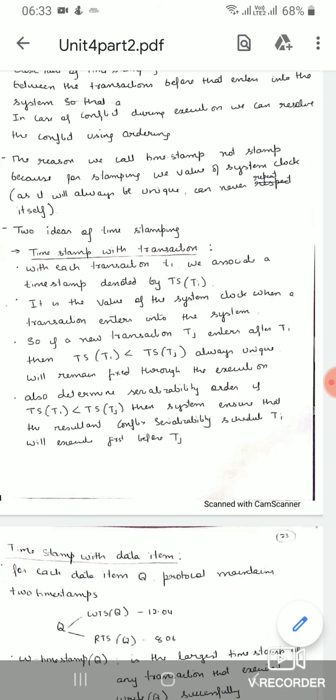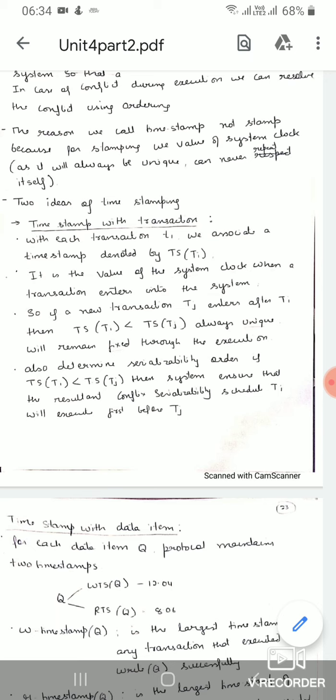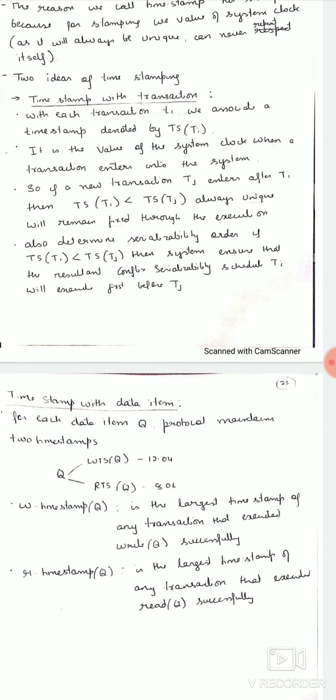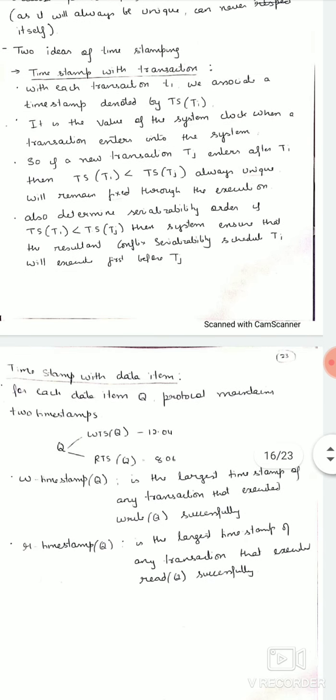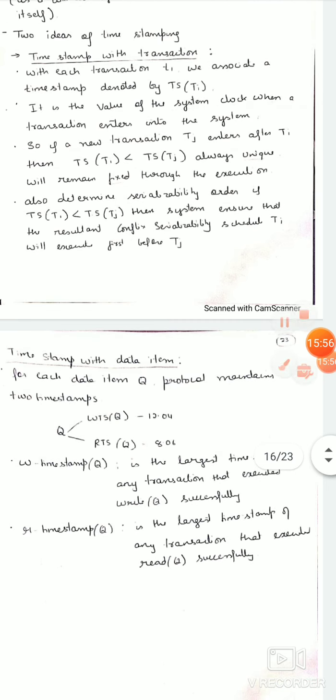So these are the two ideas of timestamping. One is timestamp with transaction. With transaction here means you'll have a system clock or a logical count, and based on that you assign the instructions a timestamp based on the transaction. Whichever transaction has arrived first will be given the time slot. The other is timestamp based on the data item. Here, again, you have two protocols, that is the write timestamp and the read timestamp. For this we have already seen an example.